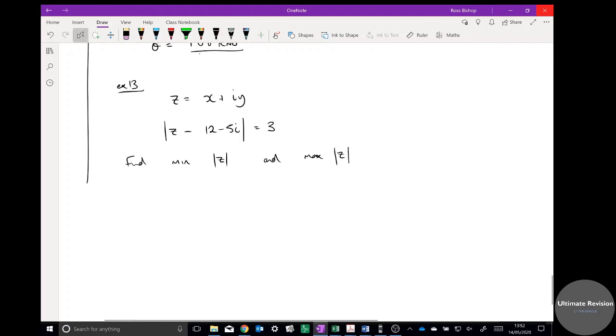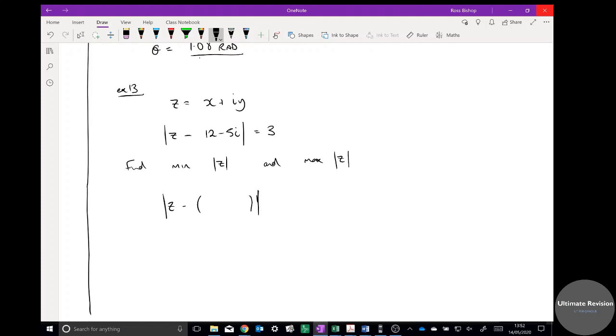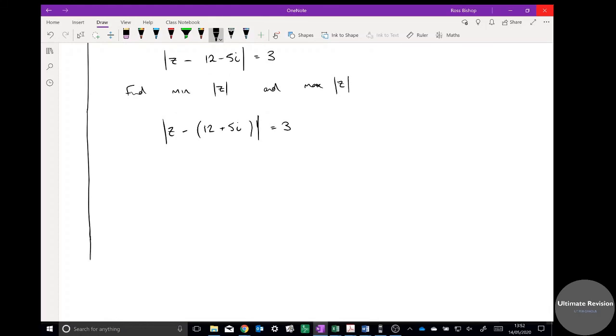Okay, so again, maybe pause the video, have a go at this yourself. Best thing to do here is to sketch it out again. In fact, you have to sketch it out. But I need to be careful I rearrange this to get it in the correct form first. So it's going to be minus 12 there, but then a plus 5i equals 3. Okay, so I can go straight away and draw this in.